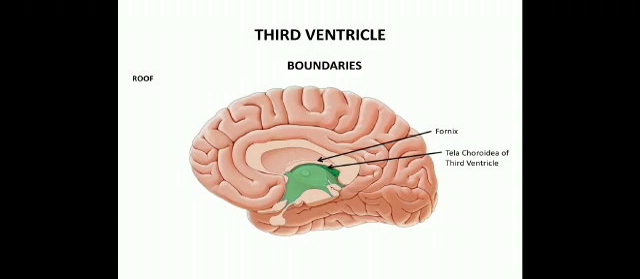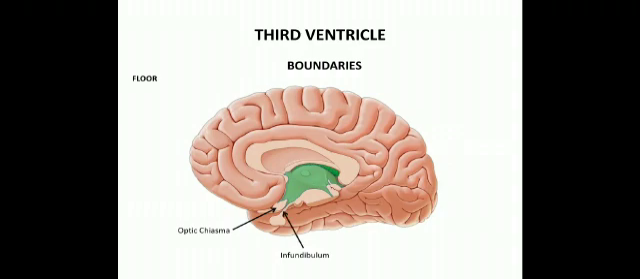The choroid plexus of the third ventricle projects downwards from the roof. If you trace it downwards, at the junction of the roof with the anterior and the lateral walls, there are the interventricular foramina. The floor is formed by the hypothalamic structures, which include the optic chiasma, tuber cinereum, infundibulum, that is the pituitary stalk, mammillary bodies, and the posterior perforated substance.